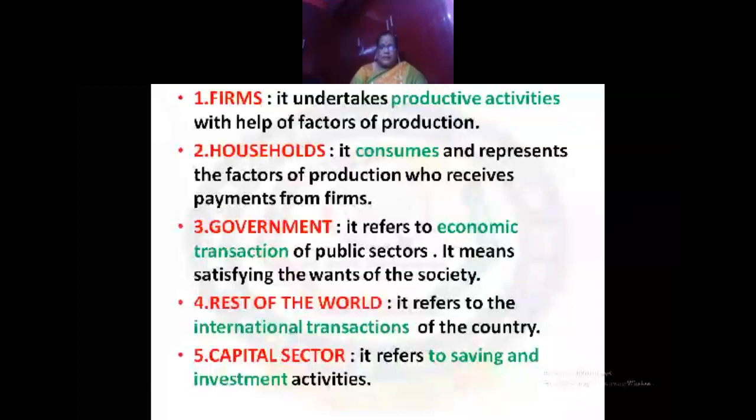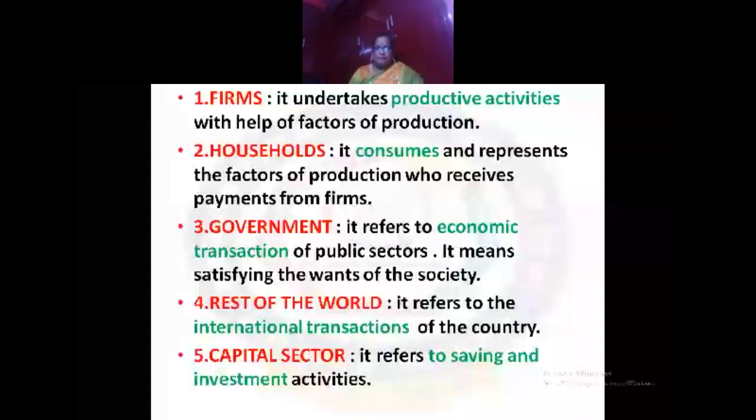Number 3, government. The government sector covers the economic transactions of the public bodies at all levels, center, state, and local. This means satisfying the collective wants of the society. However, public enterprises like post offices and railways are separated from the government sector, and are included as firms. Number 4, rest of the world. The rest of the world sector relates to the international economic transactions of the country. It contains export, import, transactions, external loan transactions, and allied overseas investment income and payments.